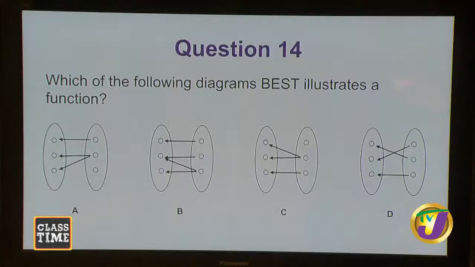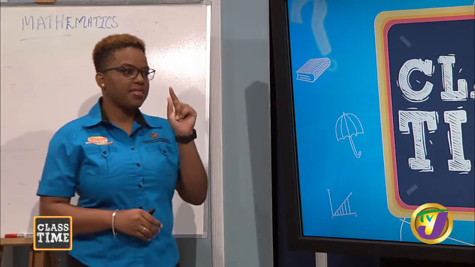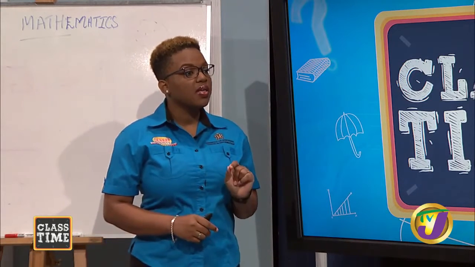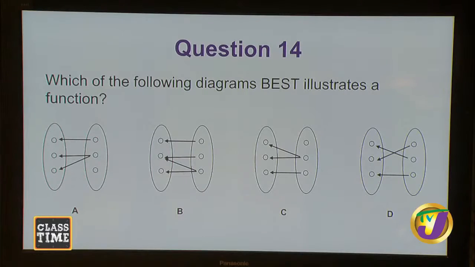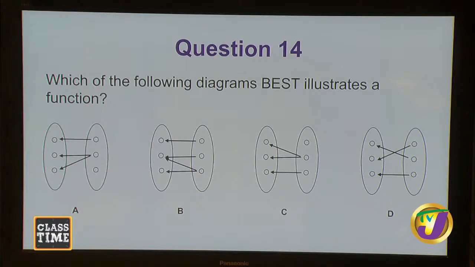Question 14. Which of the following diagrams best illustrates a function? So we're on the streak of functions again. I was about to choose my option, and then I realized that the arrows are pointing in the opposite direction of what I'm used to. Usually the first oval with values would represent your input values mapping to your output values. However, this time it's the output that is shown first.